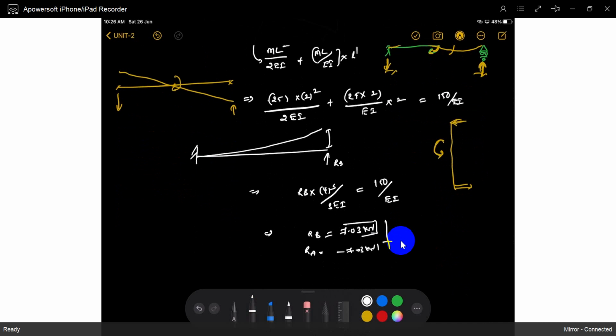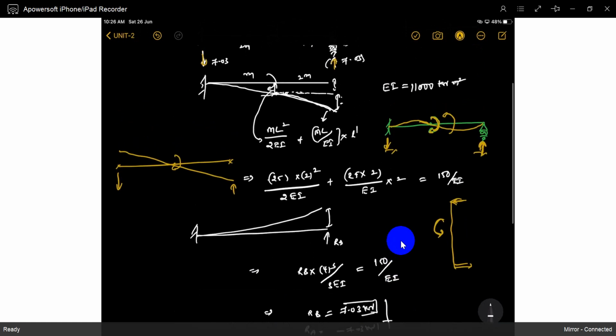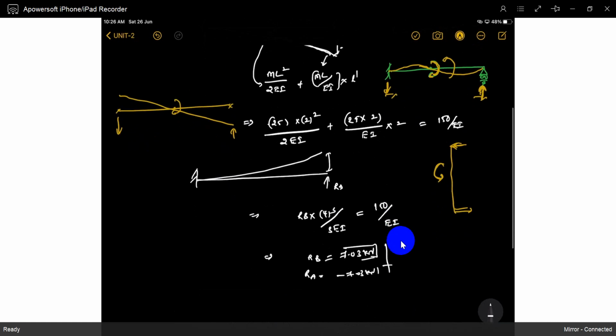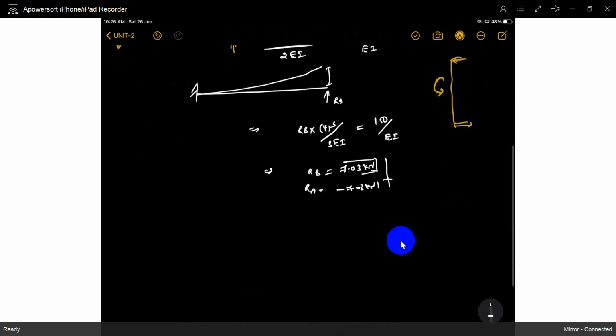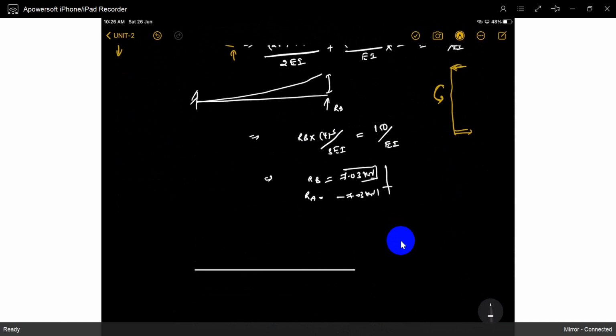Okay, that's it. We got it. So now try to draw the shear force diagram. So what is the shear force? And this is 7.03. Sir, vertical we have to draw downwards.